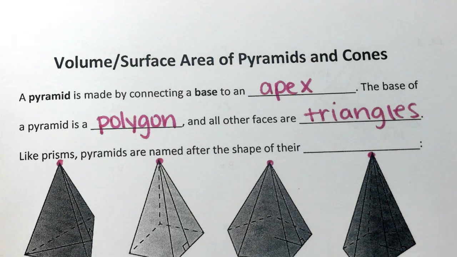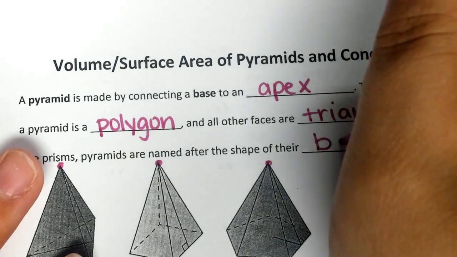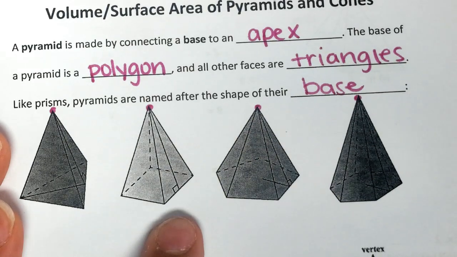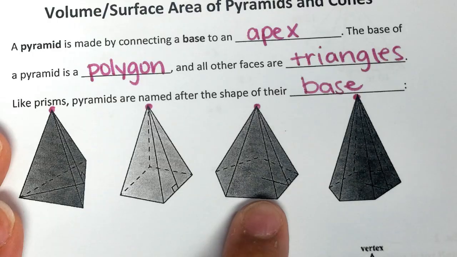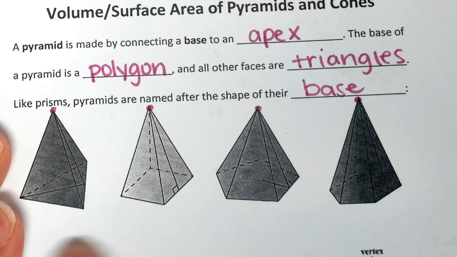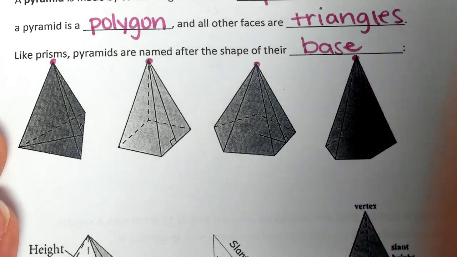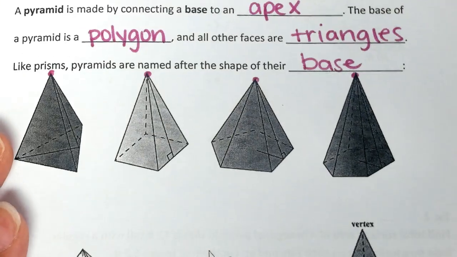Okay? Like prisms, pyramids are named after the shape of their base. So here we have a triangular prism. No, pyramid. A square pyramid, a pentagonal pyramid, a hexagonal pyramid. Same thing. Okay? If you're on your computer right now and you're looking at it, you shouldn't be. It should be in test mode. You should be looking up.